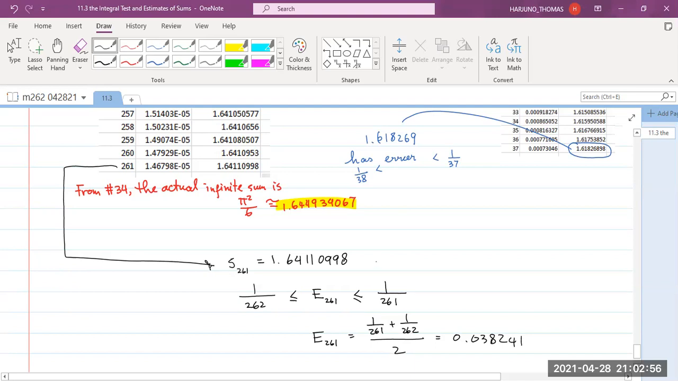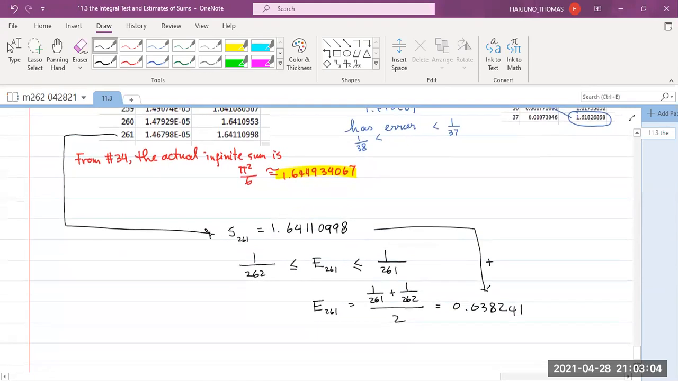So I will improve my estimate by adding this number. 1.64110998 plus 0.003841. I missed one extra zero here. And the better estimate will be 1.644934.